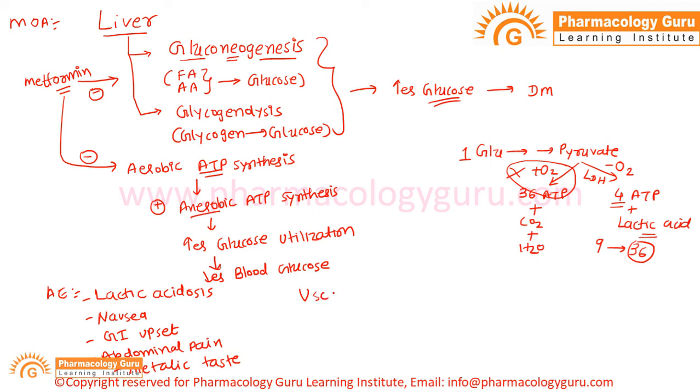And where is it used? Metformin is mainly used for the treatment of type 2 diabetes mellitus. Along with that, metformin is used off-label for weight loss, and it is also used to induce ovulation in PCOD patients, that is polycystic ovarian disease. So these are the uses of metformin.